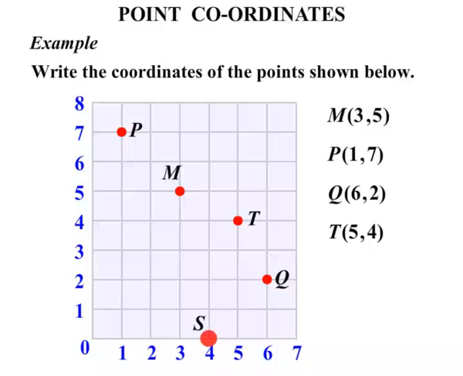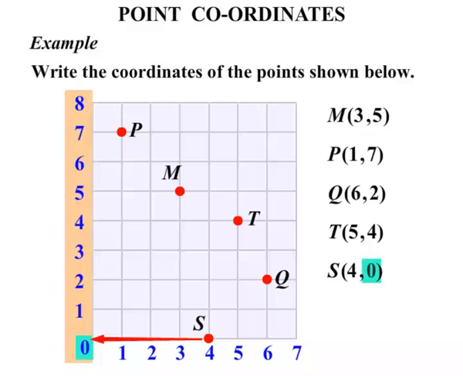Now what about the point S? Okay, this time it's right on the axis. So, S and then brackets. Now, down the bottom there, what does it line up with? Well, it's right on top of the 4, isn't it? So it certainly lines up with the 4. Let's write the 4 down as our first coordinate. And going across to the side, it lines up with 0. So S has coordinates 4, 0.